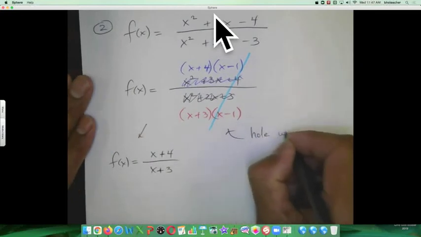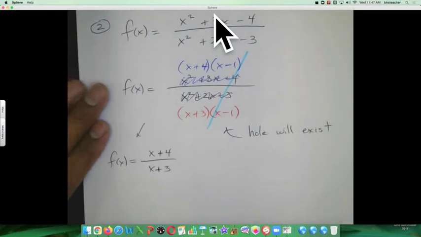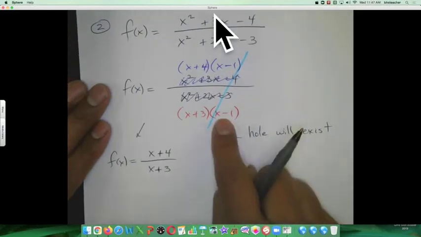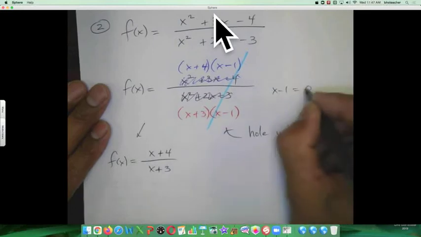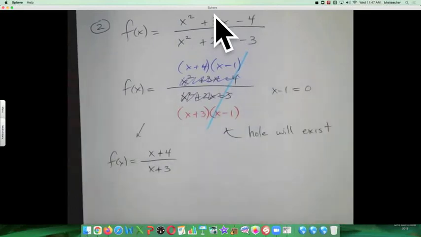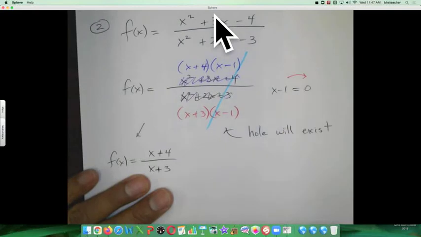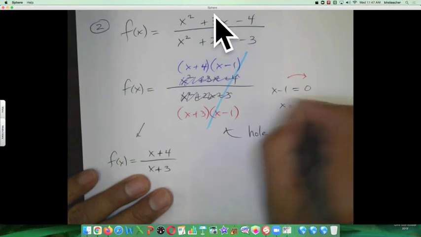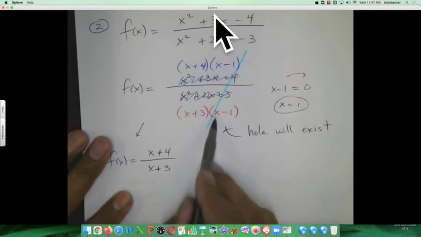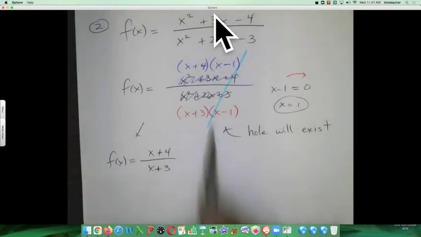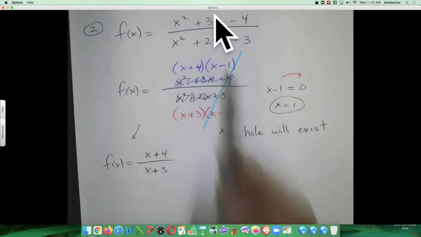The hole will exist for what value of x? Well, whatever it is, put x minus 1 equal to 0 and solve it. You move the negative 1 over. That gives you x equals positive 1. Is it true that if I put a positive 1 right here, it'll give you a 0? Yes. 1 take away 1 will give you a 0. And again, 1 take away 1 will give you a 0.